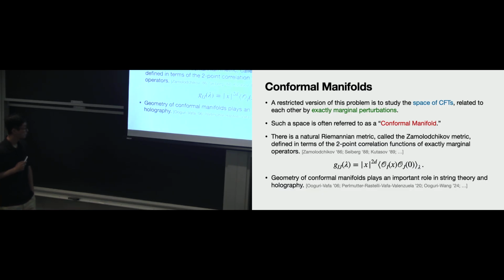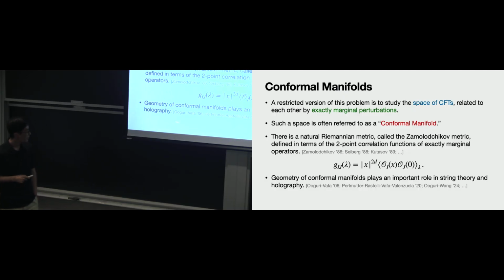In any case, maybe one reason why we call it a manifold is because at least locally it's equipped with a metric, which is computed by the two-point function of exactly marginal operators. So here O_I, O_J are the exactly marginal operators in your CFT, and by computing this correlation function with some deformation lambda, you can define a metric, called the Zamolodchikov metric, in this space of conformal field theories.